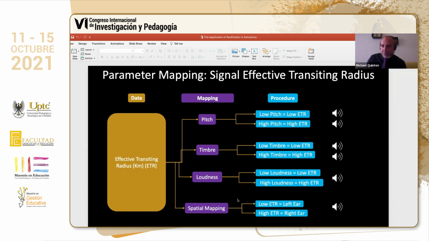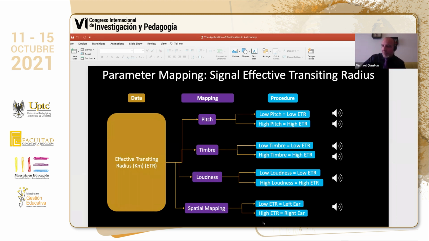And then the loudness, as we said, if it's lower, it's quieter. So the lower effective transiting radii were quieter, and as they got larger, they got louder, because the astronomer wanted to hear the peaks. It was very important to hear them more, especially because you had the noise signal playing on top of the source signal, the water vapor. So they need to be louder so that they stick out. You want to hear the peaks jumping out at you in the mix, not submerged beneath the noise in this case.